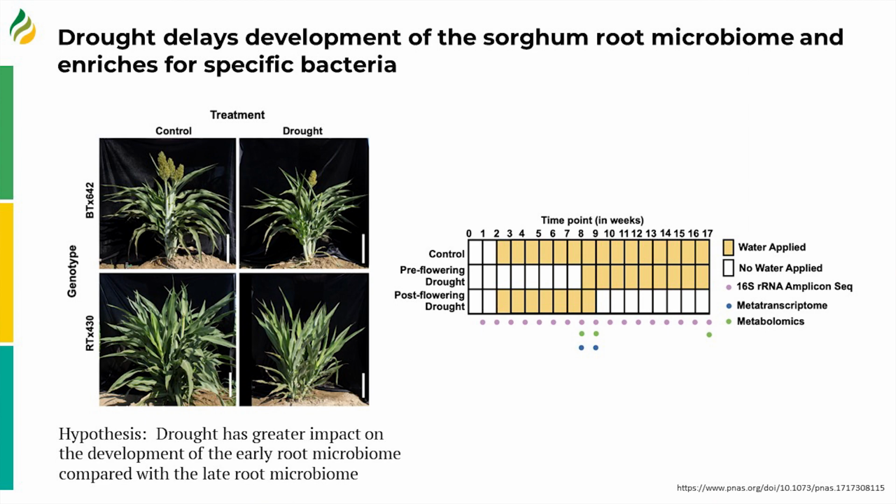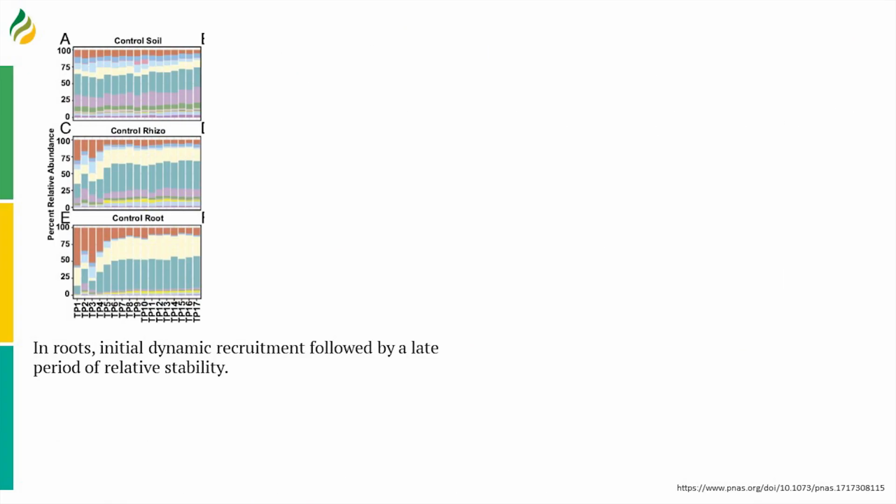So on the top here, we're talking about the bulk soil. This is generally what you're going to get if you go dig a hole in the soil. The second one is the rhizosphere soil. This is the soil attached to the roots of a plant. And the third is within the roots of the plant. So these are the different microbial communities in those 3 different soils. And what you see is in the roots, it's recruiting from the bulk soil. This initial dynamic recruitment is followed by a stable period of who's there.